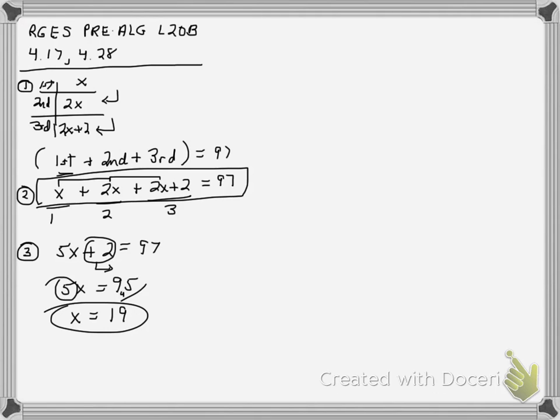Now the next thing I have to do is interpret. I've been asked for what are my three parts. Well, my first part is x, going back to the table, so that is 19. My second part is what? Going back to the table, it's 2 times x, so that would be 2 times 19 or 38. And my third part would be the second part plus 2 more. And the second part would be 38, plus 2 more is 40. Now altogether, to check it, these would have to sum to 97, and they do.